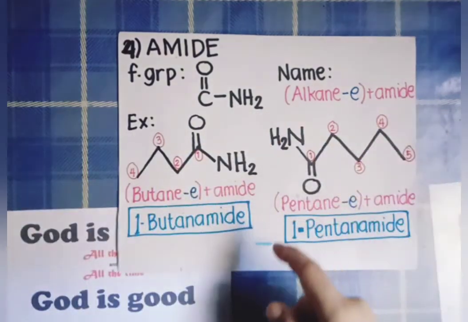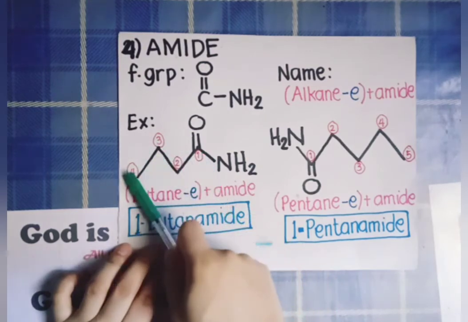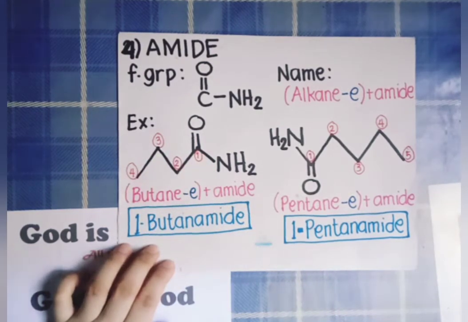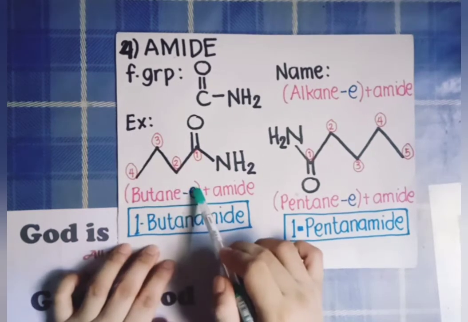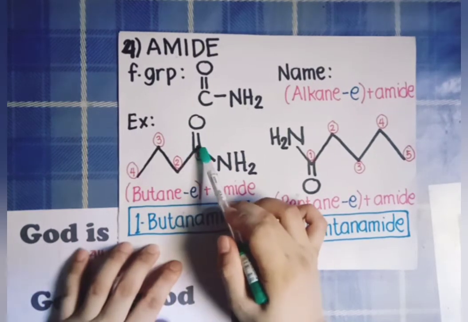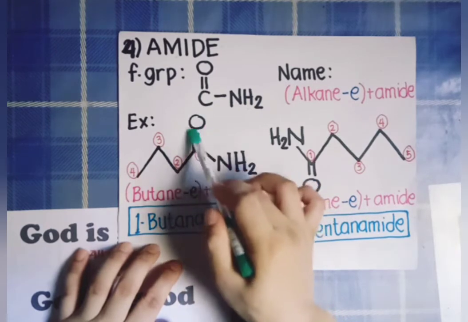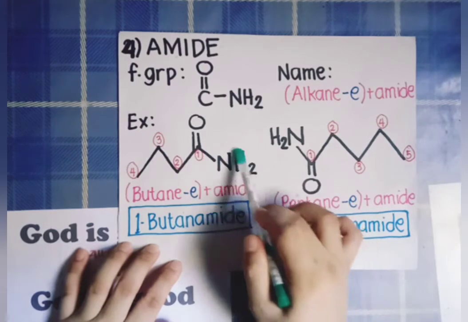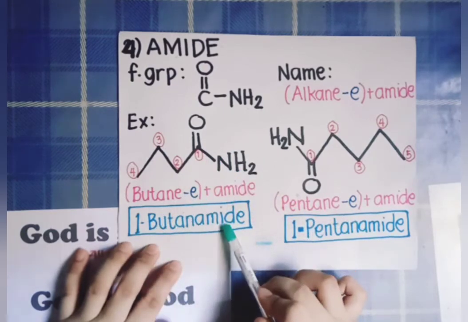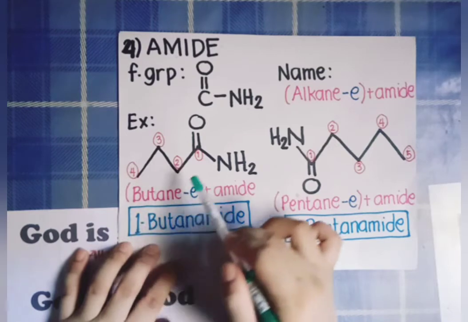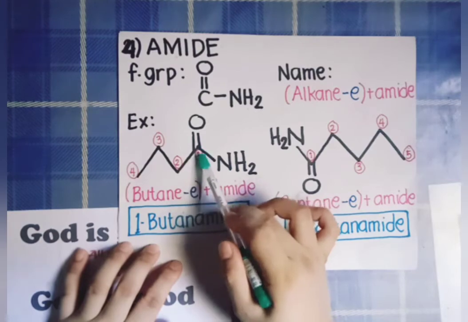For example, let's have here a molecule which consists of 1, 2, 3, 4 carbon atoms, and therefore its parent chain is butane. So that's butane minus E, plus as we have noticed here, we have C double bond O, and the same carbon atom that bears the double bond O also bears the amine group NH2. And therefore, the name of this compound is 1-butanamide. 1, because our C double bond O NH2 here, or the amide group, can be found at carbon number 1.